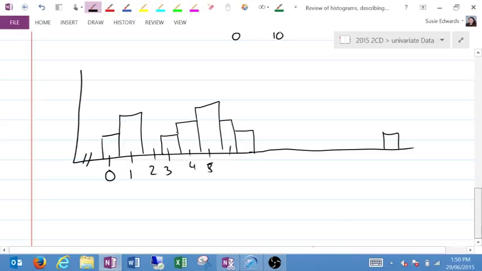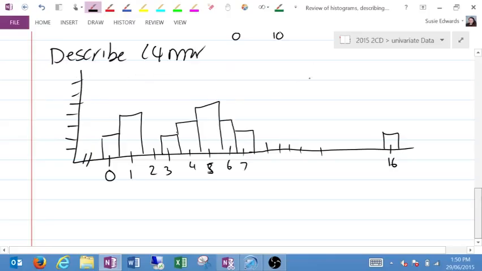All right, so if I was going to draw this, what did I say that was? 16. And you've got your frequency. All right, I said this describing question was worth 4 marks. Describe, 4 marks.